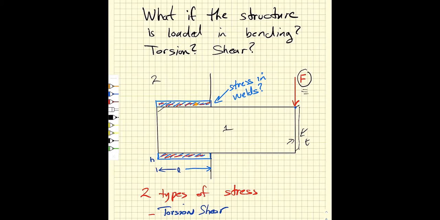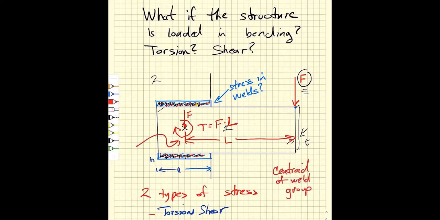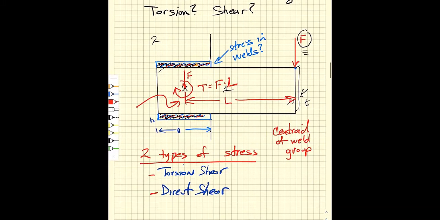So what we have to do is figure out where the centroid of this weld group happens to be, because remember, we're trying to figure out the stresses in the welds. We want to find the centroid of these welds, and we want to transfer our load to that centroid. So if I move the load to the centroid, I'm going to have a force directed downward, and I'm going to have a moment or a torque. So I have a torque that's equal to the force times a moment arm, which I'll call L, and that moment arm L is the distance from the line of action of the force to the centroid of the weld group. So that's a key thing. We're trying to find the centroid of the weld group. And so it means that we're going to have two types of stresses acting on these welds.